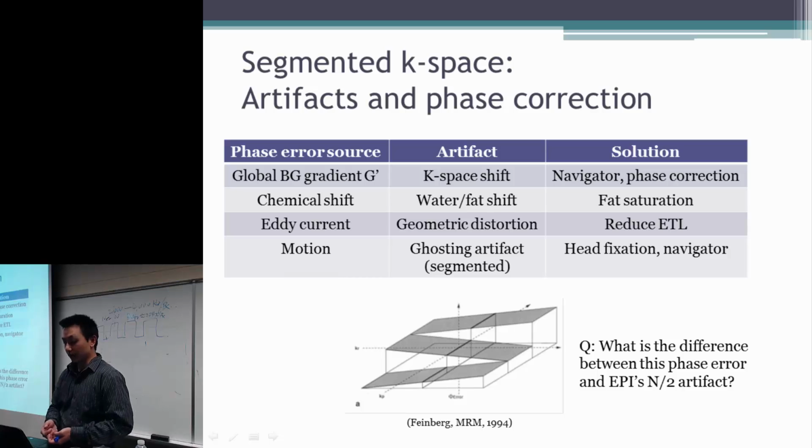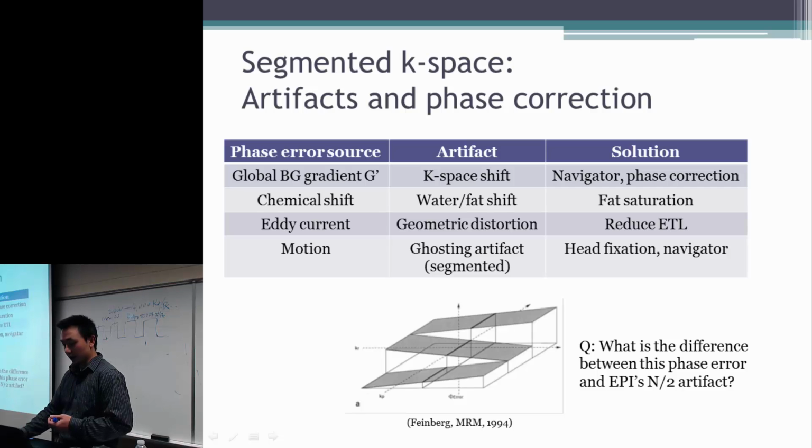And also there is motion. The motion will cause some kind of ghosting artifact. So the solution is either we can use head fixation, so we fix the head, or we fix the body part, so that there is limited motion. And also we can use the navigator method to do the phase correction.